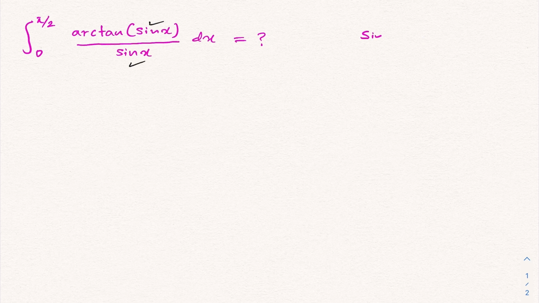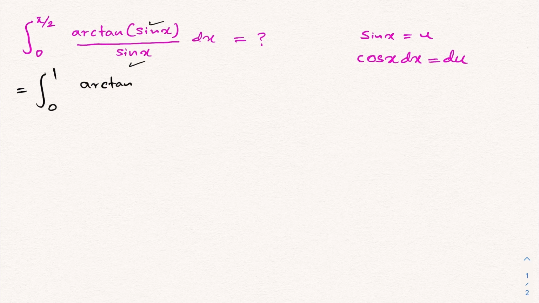Sine of x is equal to u, then we should differentiate. So we know cosine of x dx is equal to du, then we can plug in. Now we should change the boundary. We know when x approaches 0, u also approaches 0. Upper boundary, when x approaches pi over 2, sine of pi over 2, we know is 1. So 0 to 1. Here arctan of sine of x, we know is arctan of u over u.